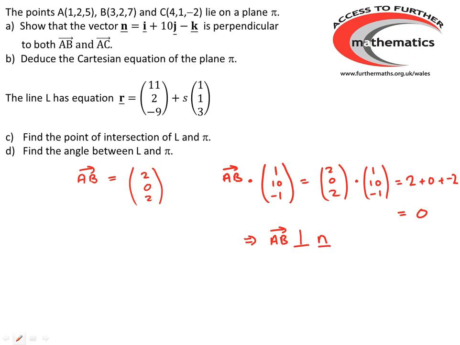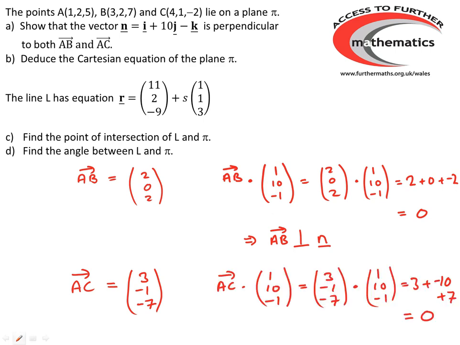In an entirely similar way, the vector AC has an x movement of 3, a y movement of -1, and a z movement of -7. And the scalar product of AC with n is (3, -1, -7) dot (1, 10, -1), which gives me 3 add -10, add 7, which again comes out to 0. So I know that the vector AC is also perpendicular to n.